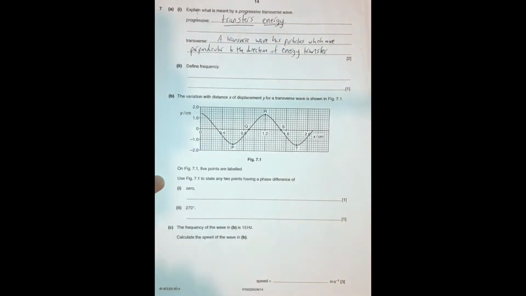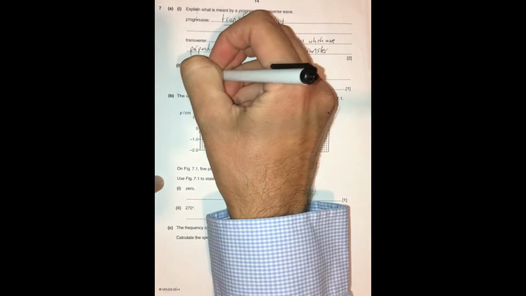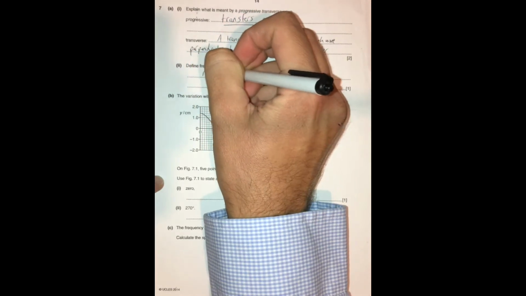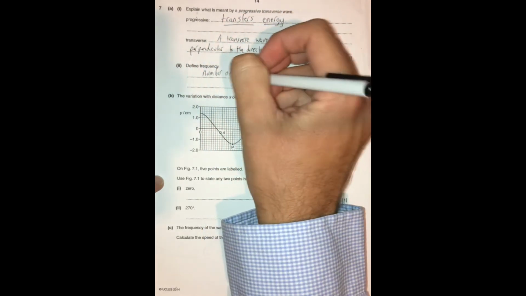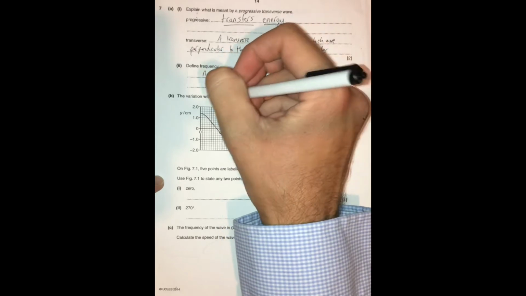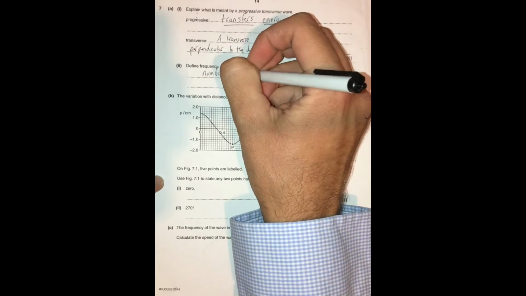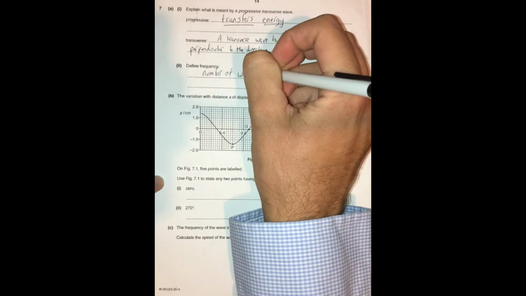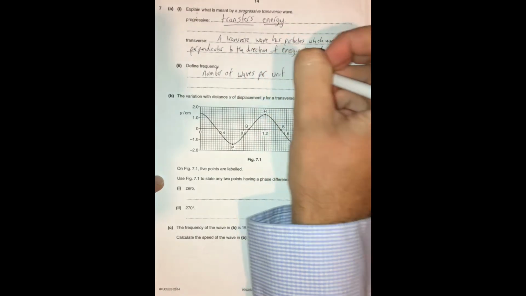Part 2 here says define frequency. How frequently do the waves occur? Okay, so it's happening per unit time. So it is the number of waves, number of oscillations, number of cycles. These are all interchangeable. Number of waves per unit time, waves per second.